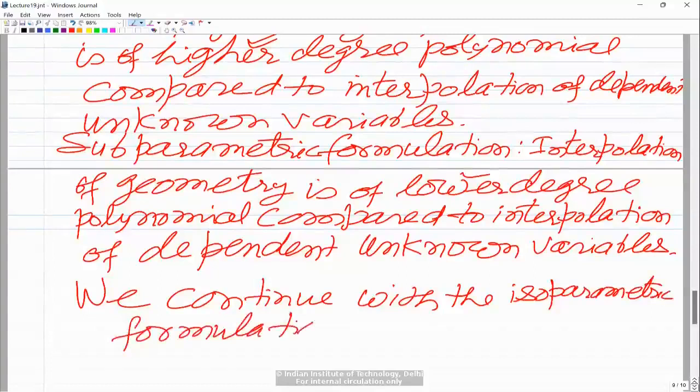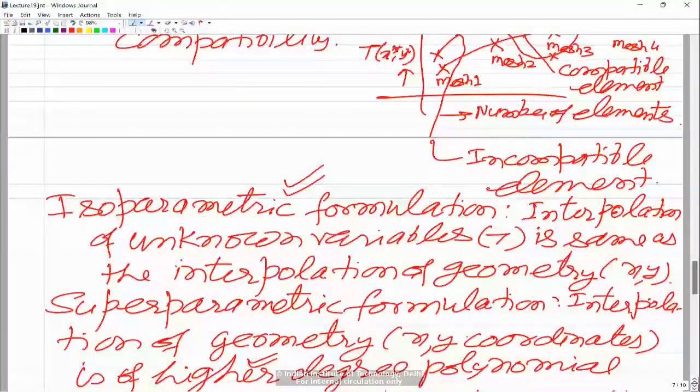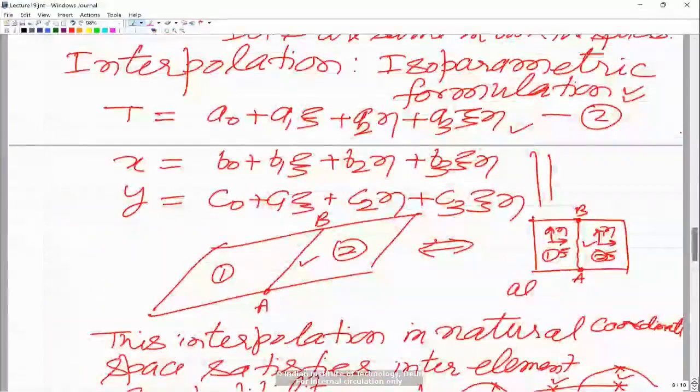So next step is, as you know already, that now we express the unknown constants in terms of the values of the variable at node points. That is elemental degrees of freedom. So we have got this approximation, and now we need equations for finding out A0, A1, A2, A3 in terms of T1, T2, T3, and T4. And similarly, we have to express B0, B1, B2, B3 in terms of X1, X2, X3, X4, and C0, C1, C2, C3 in terms of Y1, Y2, Y3, Y4. So we write the corresponding equations.